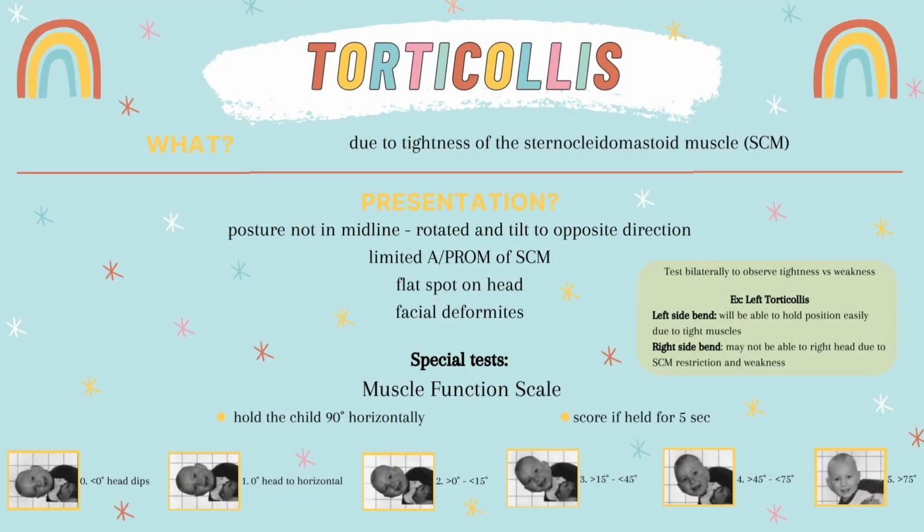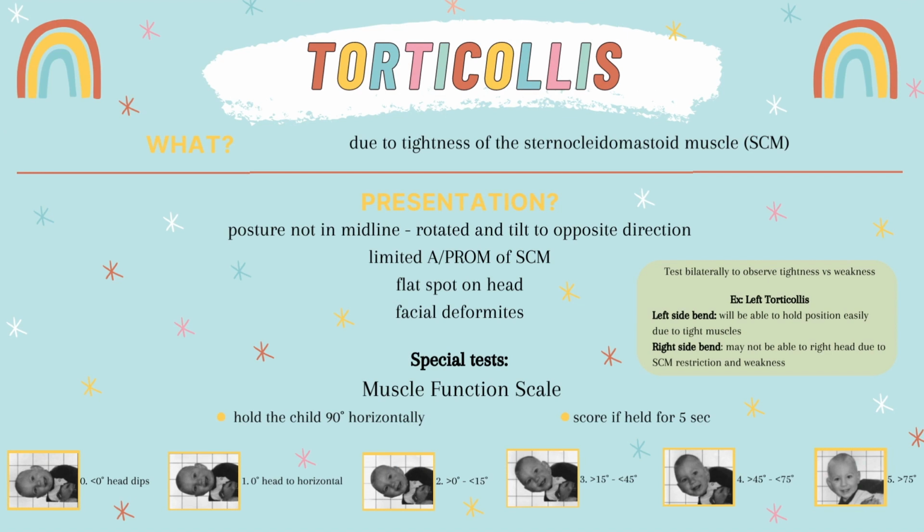So starting off, torticollis, what is it? It is due to tightness of the sternocleidomastoid muscle, or SCM. The actions of the SCM are ipsilateral tilt and contralateral rotation. So the right SCM will perform right side bend and left rotation of the neck.